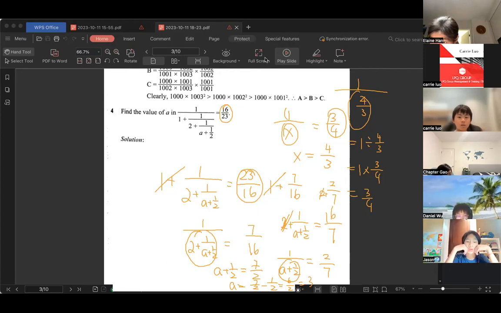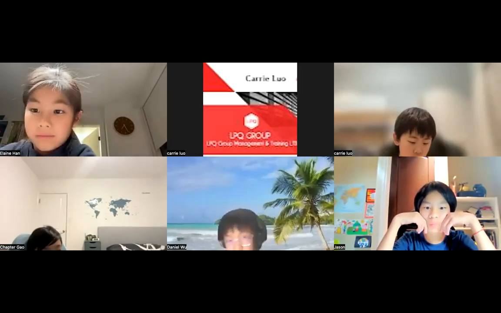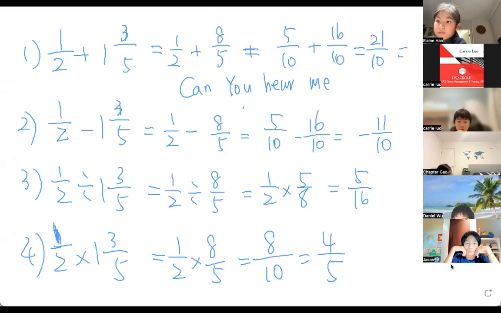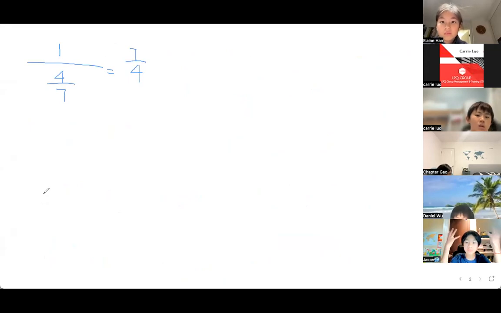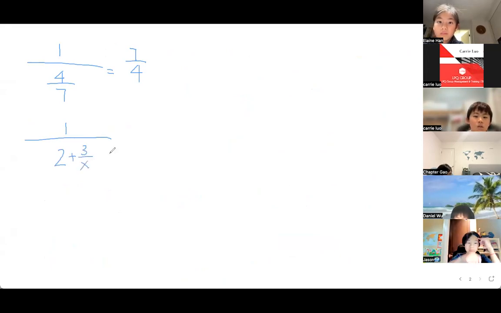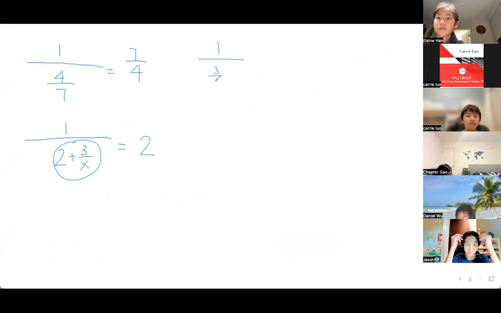Anybody else? Do you need my help with the 1 over thing? I can explain it again, okay? So for instance, if you have 1 over 4 over 7, you don't have to look at it, it equals 7 over 4. If you have 1 over 2 plus 3 over x equals 2, I'm not going to go too fast. So 1 over 3 over 2 equals 2 over 3.